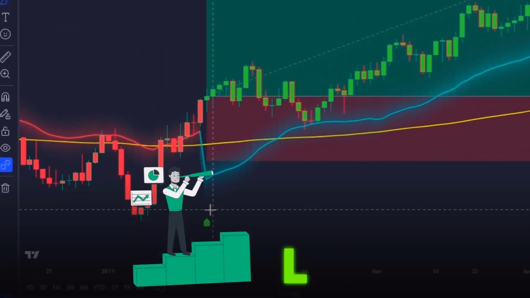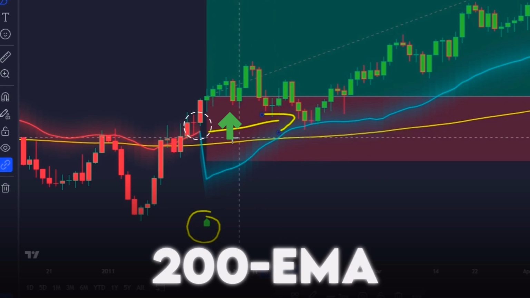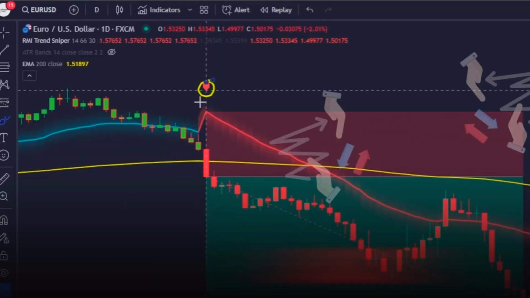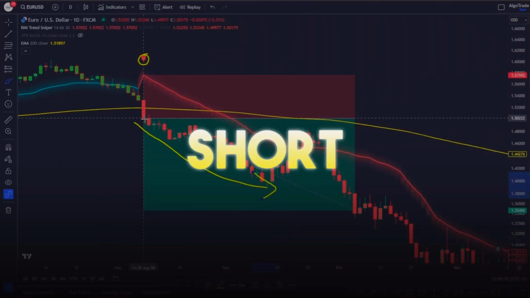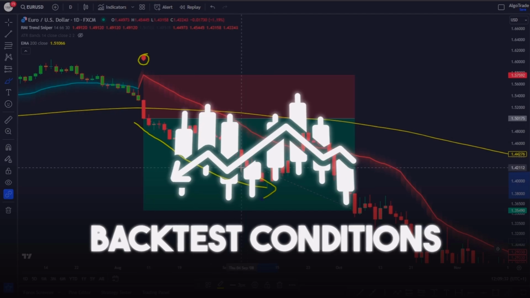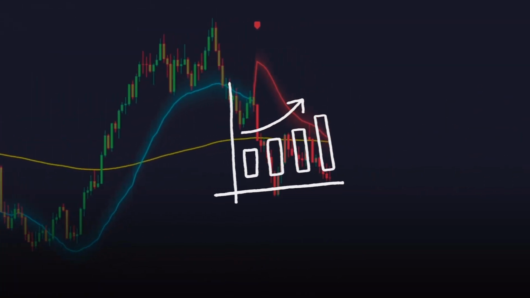Here you have an example of a long position where the price is above the 200 EMA, and here you have a short trade example where the price is below the baseline. And in short, these are our backtest conditions. Let's now see how the RMI Trend Sniper indicator will perform.